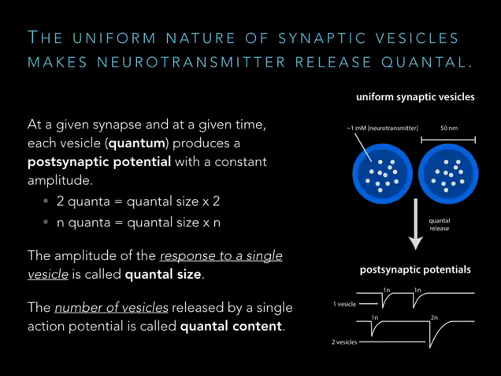Now, of course, depending on which synapse we're at, a single vesicle might produce a different postsynaptic potential, so they might have different quantal size. If a synapse is closer, it could, in theory, produce a greater postsynaptic potential than a very distant synapse. And the number of vesicles that are going to be released with each action potential can also vary from synapse to synapse. And that's what we call the quantal content.